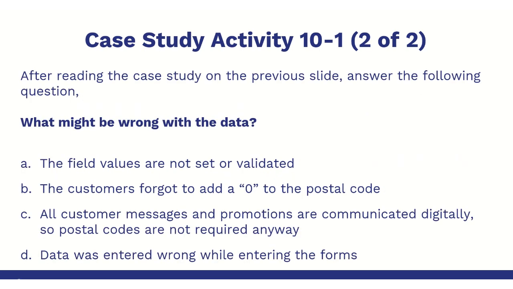Now, based on this situation, what might be wrong with the data? Number one, the field values are not set or validated. Number two, customers forgot to add a zero to the postal code. Number three, all customer messages and promotions are communicated digitally, so postal codes are not required anyway. Number four, data was entered wrong while entering the forms. So these are the four options. Which one is the correct one?